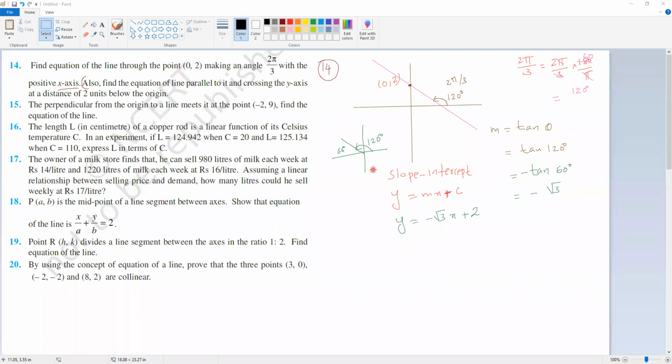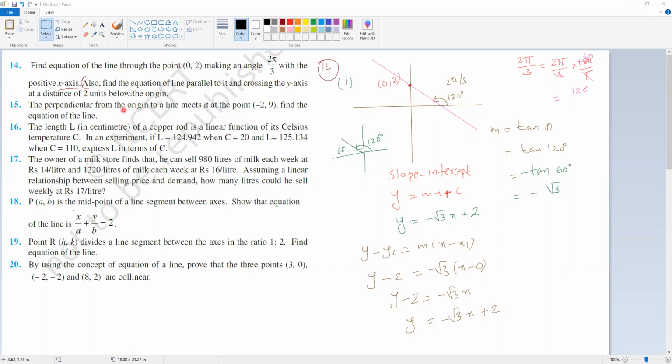If we use the point-slope form, you will also get the answer. Using the point-slope form, y − y1 = m(x − x1). So y − 2 = −√3 (x − 0), that is y − 2 = −√3 x. So y = −√3 x + 2. You get it both ways, but here it was a bit easier with the slope-intercept form. If you know the slope and the y-intercept, the slope-intercept form of a line is y = mx + c. Okay, that's the first part.